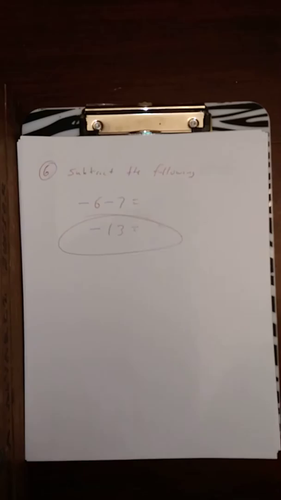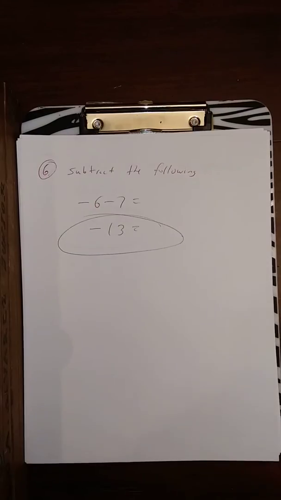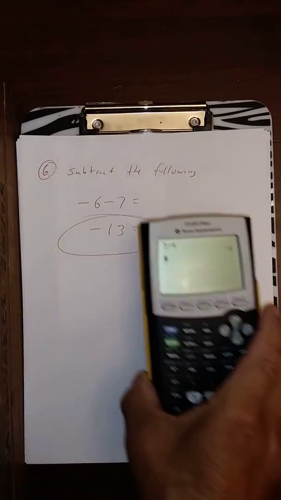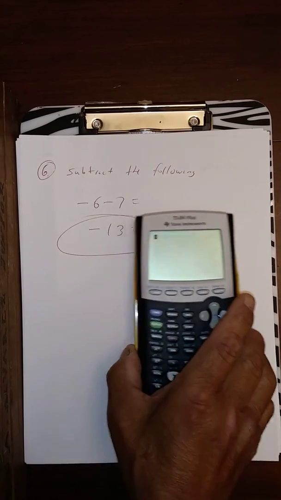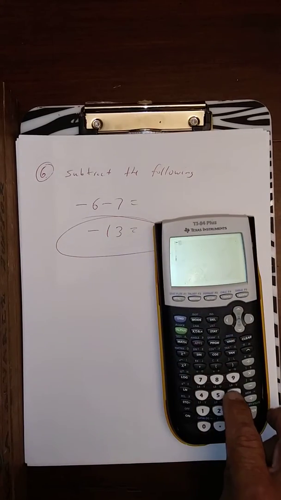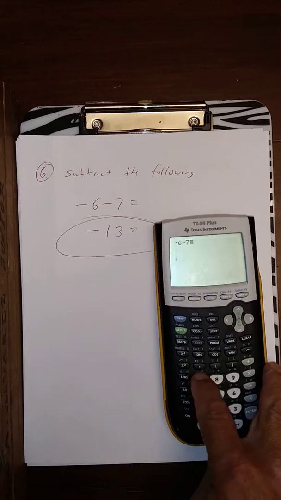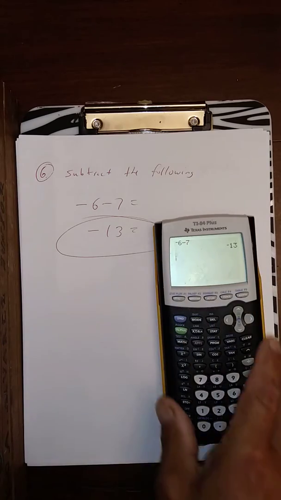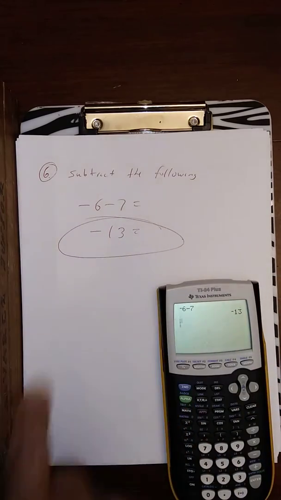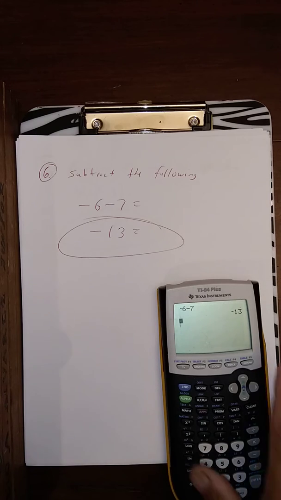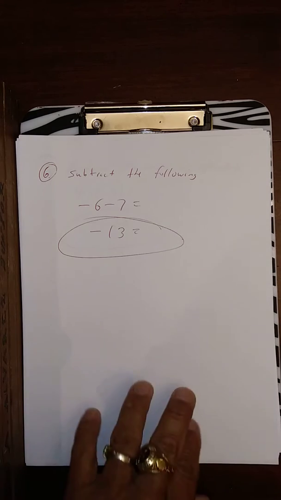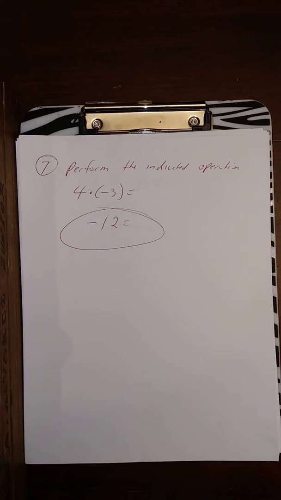Alright, next one. It says subtract the following. Okay. Do that one, the old one. Negative 6, big minus sign 7, little negative 13. That's the answer right there. Alright, next one.